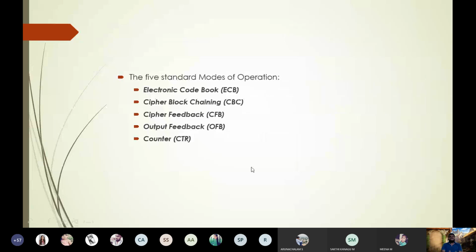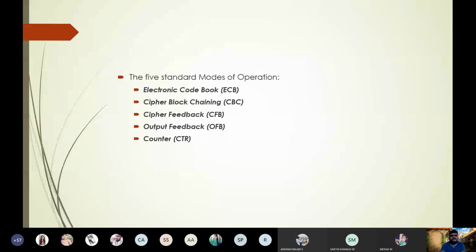Next, these are the five standard modes of operation. We have five types, right? The first one is electronic codebook, then cipher block chaining, cipher feedback, output feedback, and the last one is counter. So these are the five standard modes of operation.